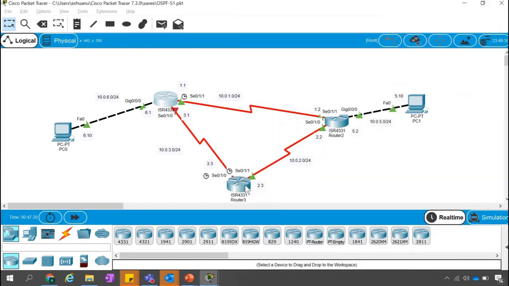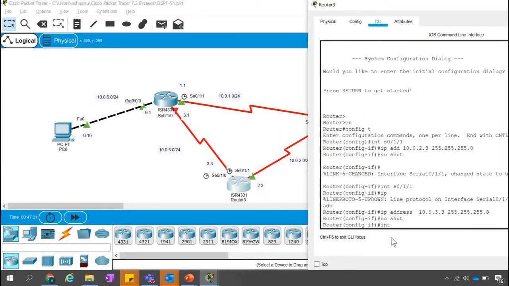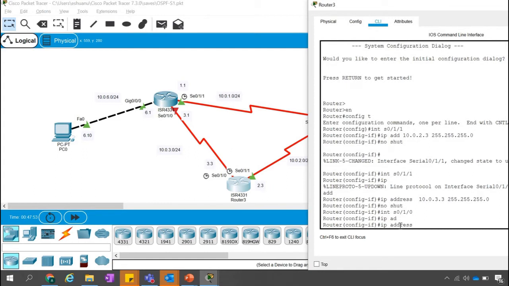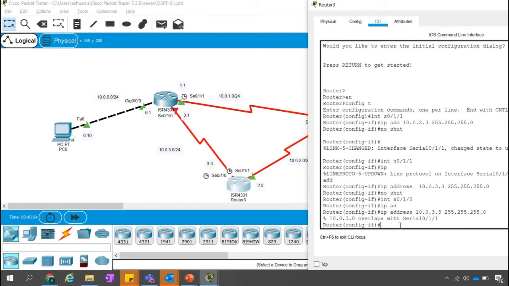Still not up. Interface serial. Sorry. We have taken the same interface here, right? In router 3, 0/1/1 and 0/1/1. Okay, that's how it is wrong. So we have to take this interface as 0/1/0, like this one, and then we have IP address 10.0.3.3, 255.255.255.0. Okay.